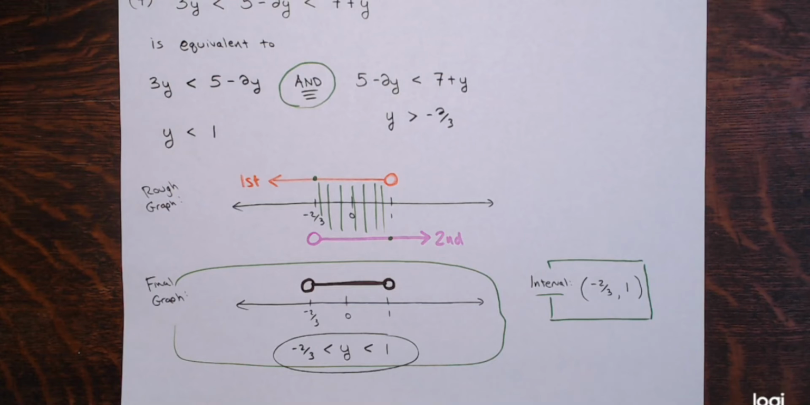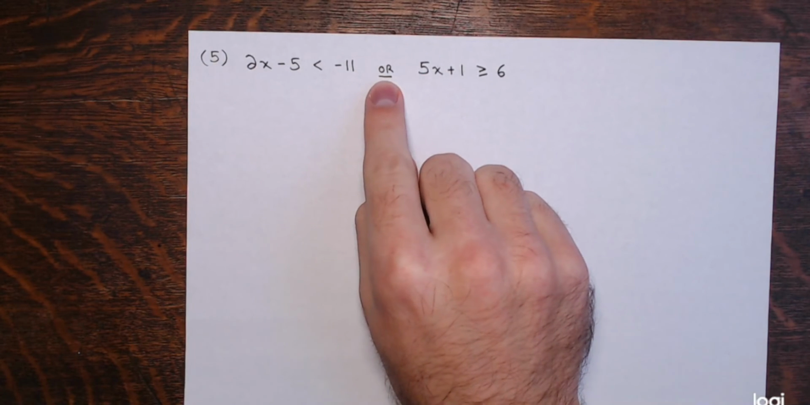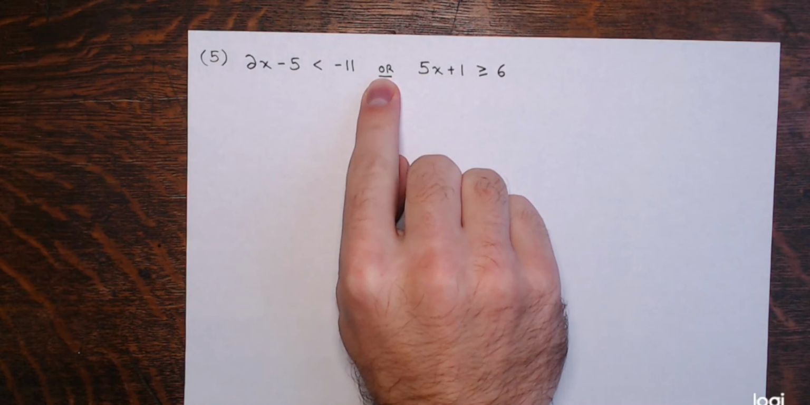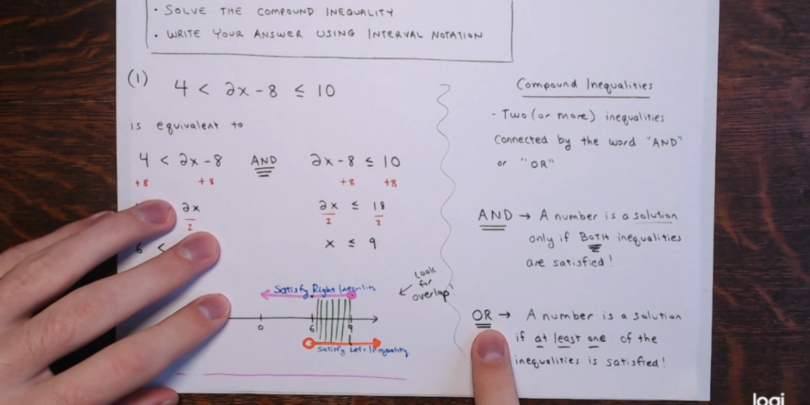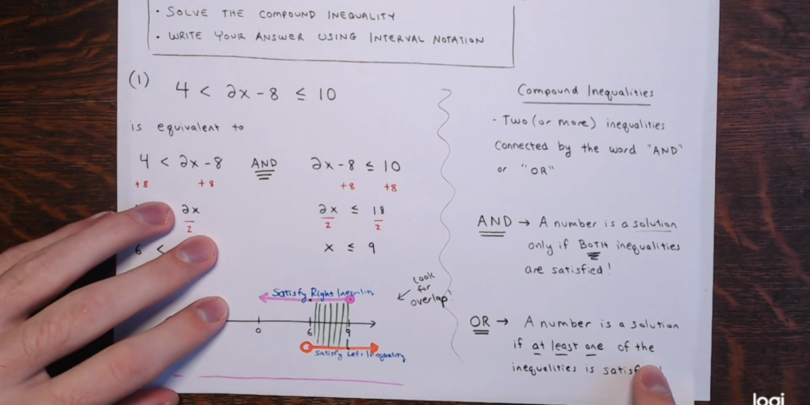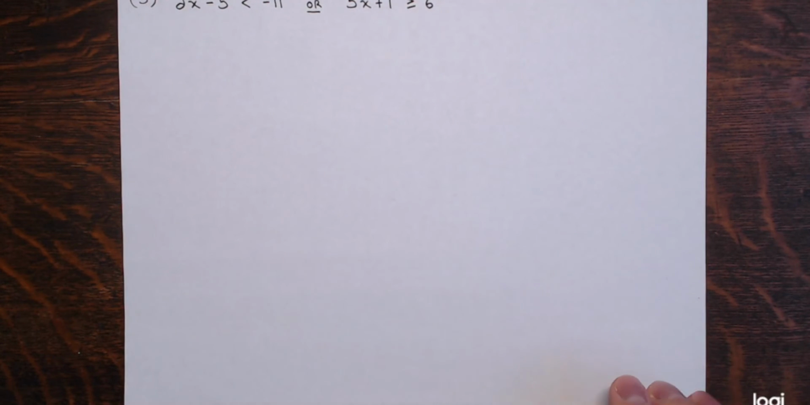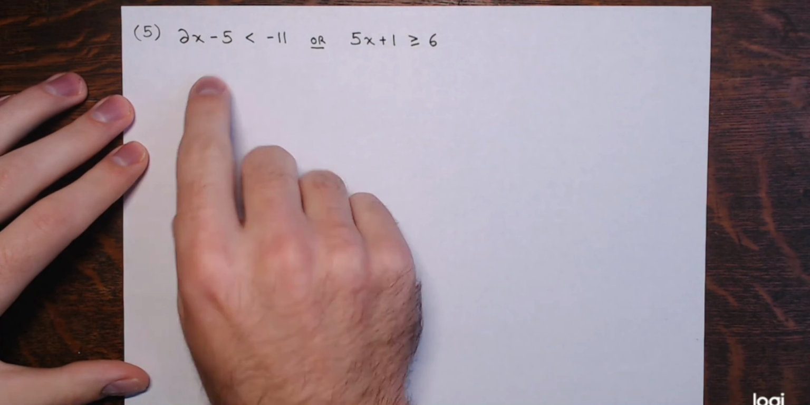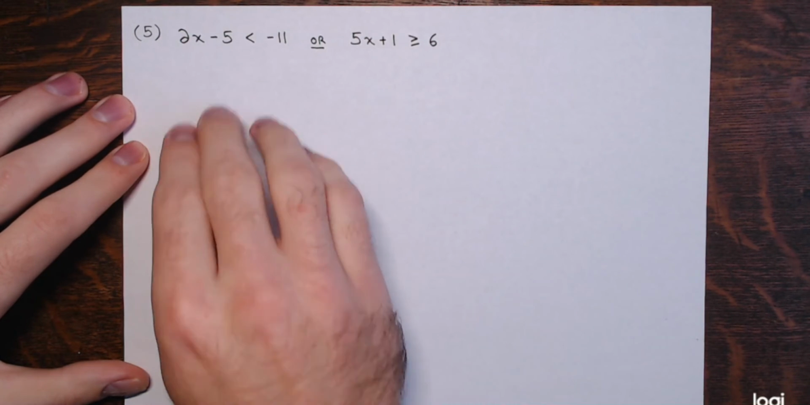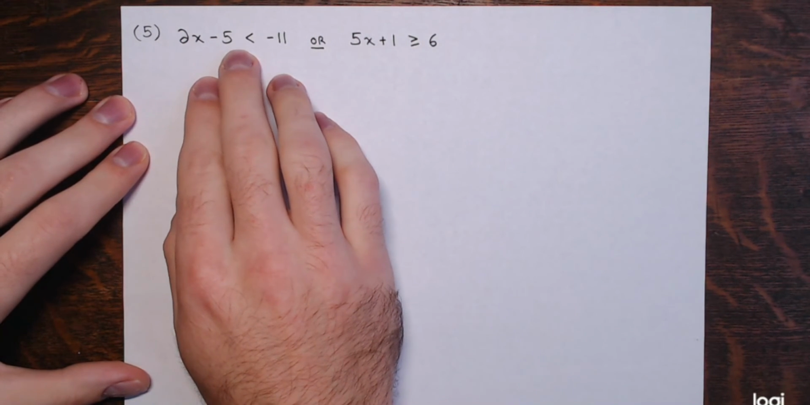Okay. Now, the final example is totally different. It's not a connected inequality anymore. It's an or inequality. Now, I brought this up at the very beginning, at the very first page. When we have an or inequality, a number is a solution if at least one of the inequalities is satisfied. So that makes these very simple, in my opinion, because all I need to do is solve one, and those numbers are solutions of the compound inequality because they satisfy the first one. They satisfy at least one of the inequalities.